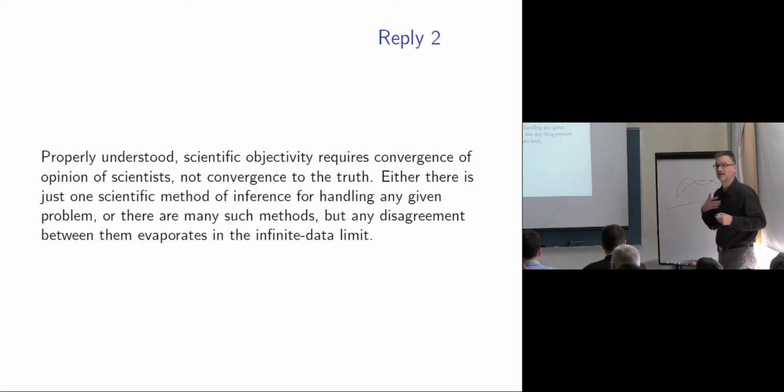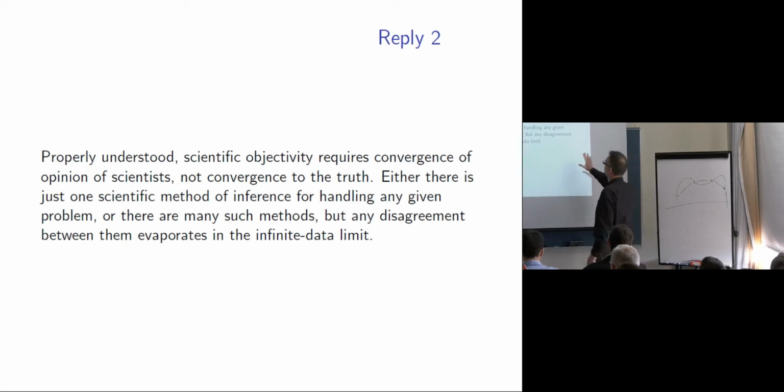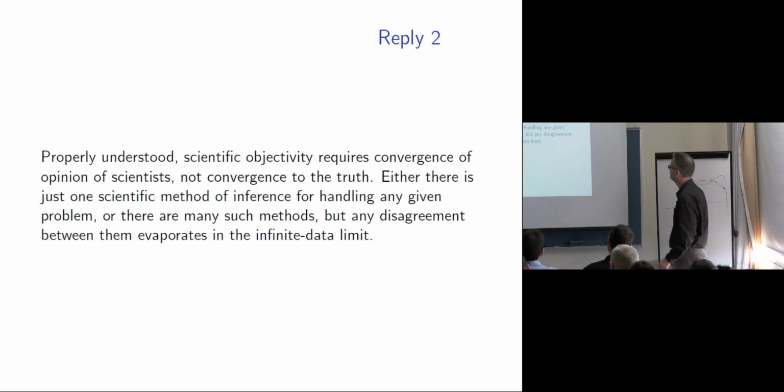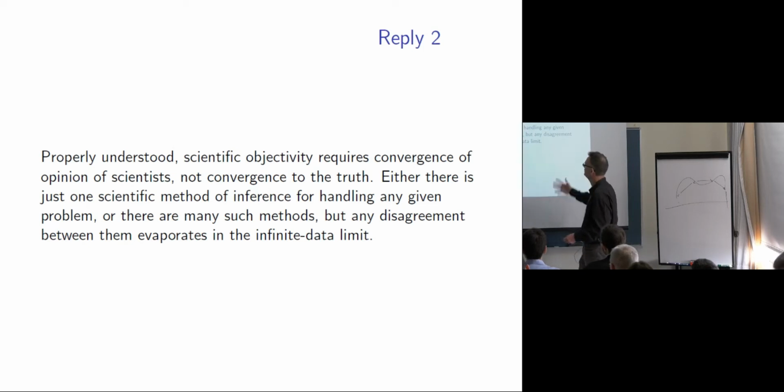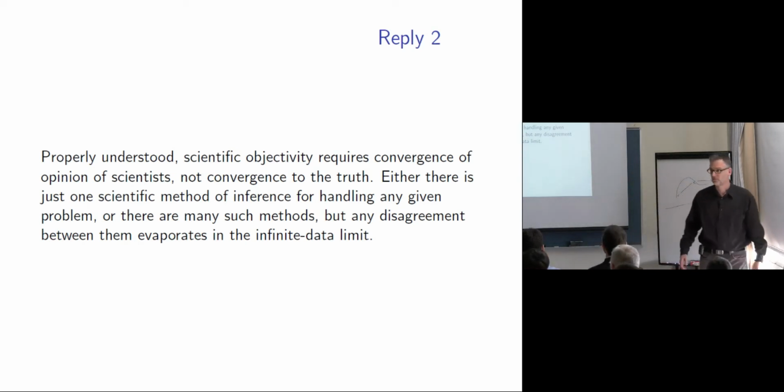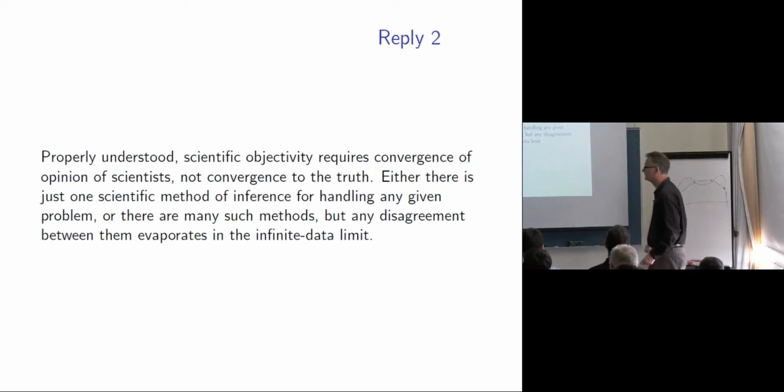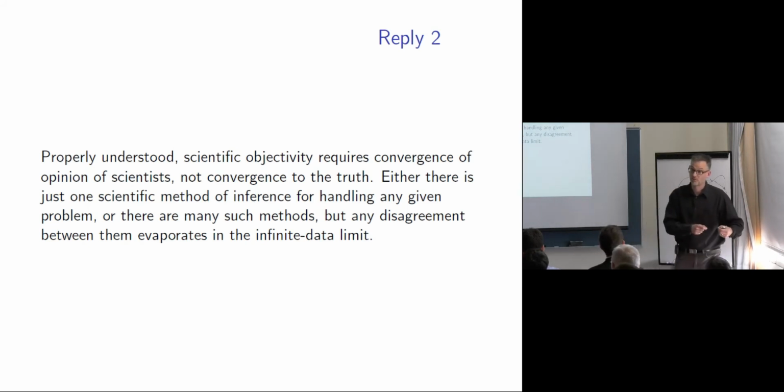So we're going to be less ambitious about what objectivity is supposed to be. The idea would be, properly understood, scientific objectivity requires the convergence of opinion of scientists, not convergence to the truth. So how could this be? Well, either there's just one scientific method of inference for handling any given problem. Then all scientists have to follow it, so of course there's no disagreement. Or there are many admissible methods, but any disagreement between them evaporates in the limit, which isn't to say you get to the truth. Maybe all the methods are destined to get to the wrong answer in some cases.